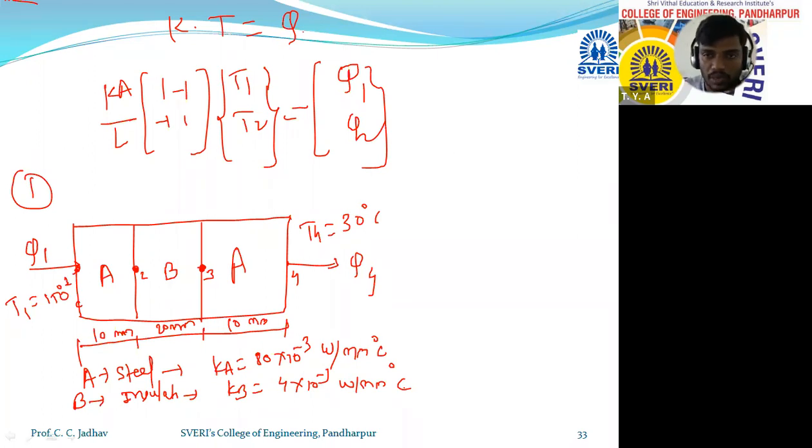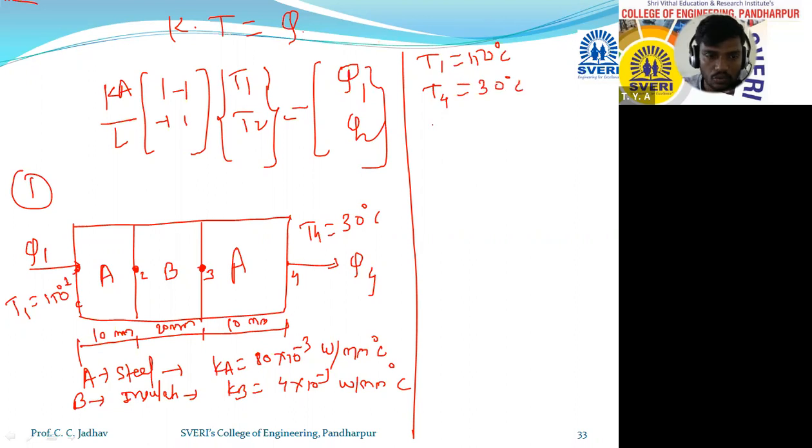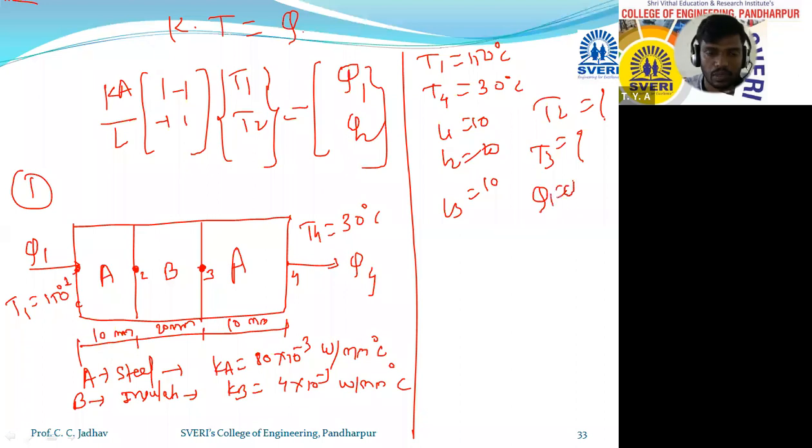आता मी तुम्हाला परत गिव्हन डेटा लिहून देतोय एका साईडला. ठीक आहे, दिस इज द प्रॉब्लेम अँड गिव्हन डेटा इज T1 T4. T1 is 150 degree Celsius, T4 is 30 degree Celsius, then L1 10, L2 20, L3 10. ठीक आहे, काढायचे काय आपल्याला T2 T3 आणि Q1 Q4 हे काढायचे.